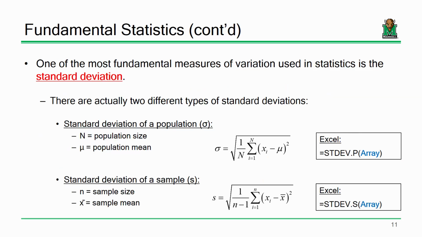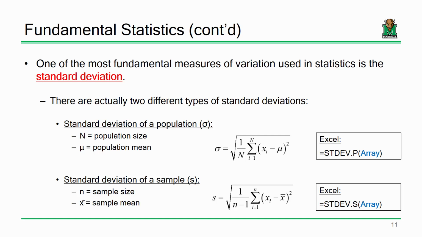Now, one of the most fundamental measures of variation that we use in statistics is the standard deviation. I'll take a wild guess and say everybody's heard of a standard deviation. Everybody heard of that? If not, no big deal. The standard deviation is sort of a centralized measurement of how far a given value is expected to be from the mean.